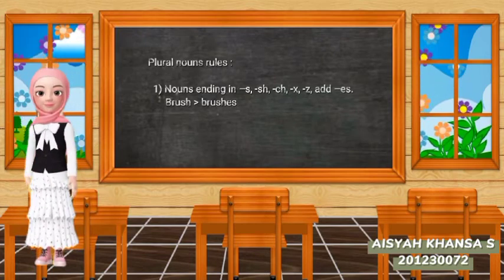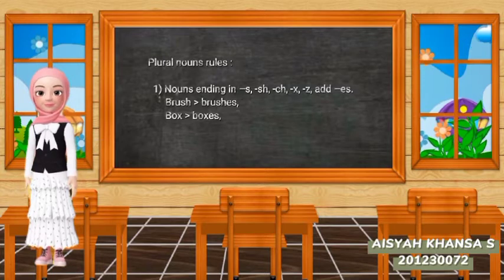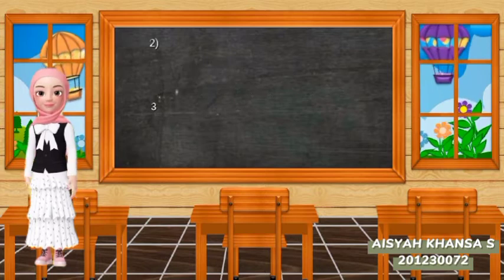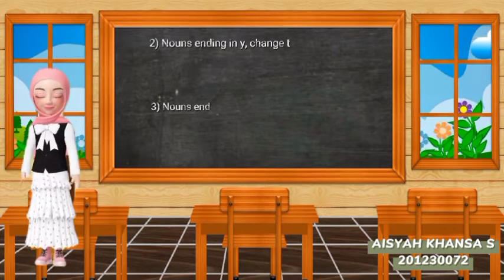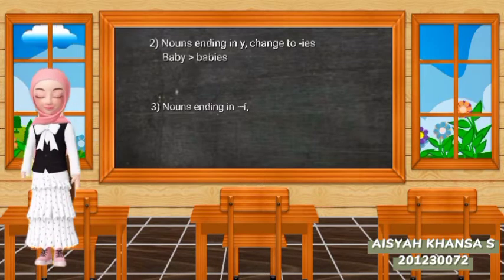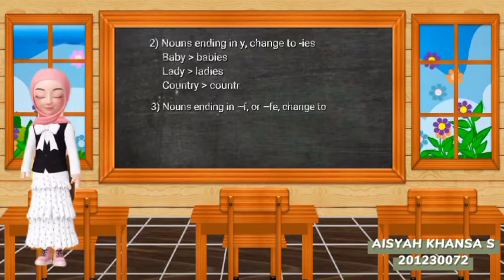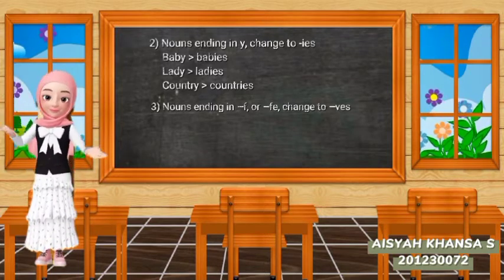Brush becomes brushes. Box becomes boxes. Branch becomes branches. The second, nouns ending in y change y to ies. For example, baby becomes babies. Lady becomes ladies. Country becomes countries.